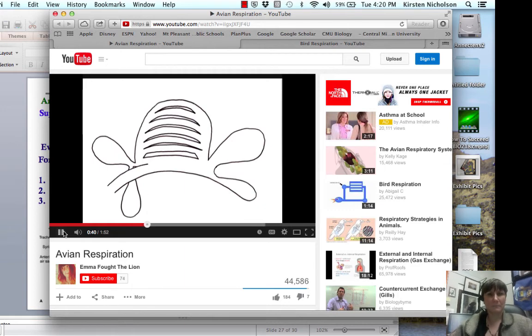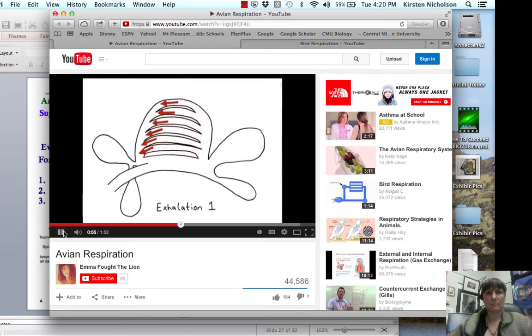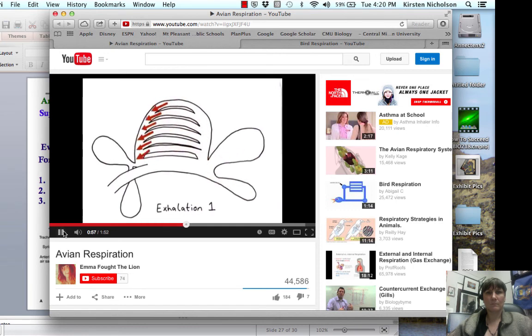The movement of air in avian lungs can be broken down into 4 parts. During inhalation 1, air moves from outside the body through the trachea and into the posterior air sacs. In exhalation 1, the air then flows from the posterior air sacs into the parabronchi of the lungs, where gas exchange takes place. From the lungs, the deoxygenated air then flows into the anterior air sacs, where it is held until exhalation 2, where the air is expelled from the body through the trachea.